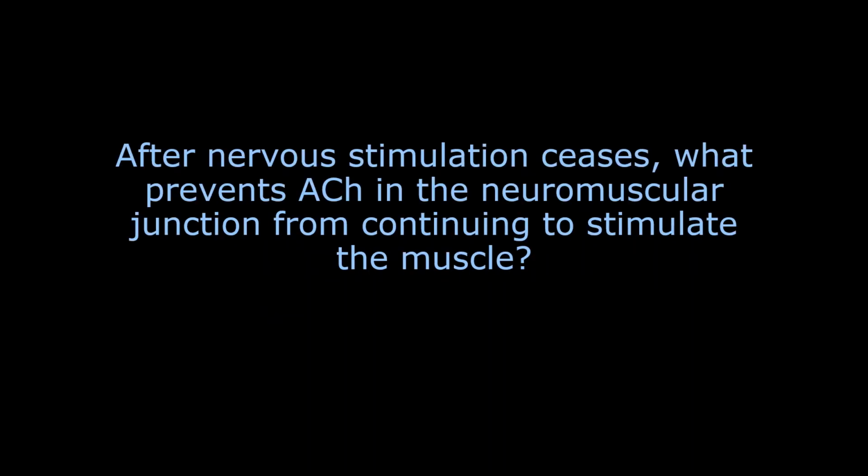After nervous stimulation ceases, what prevents ACh in the neuromuscular junction from continuing to stimulate the muscles? So the question is talking about if there is a terminal knob and it is secreting acetylcholine and it's moving across to the other side where there are receptors waiting, what is preventing it, the acetylcholine, from continuing to stimulate the muscle? Well, there's a couple of mechanisms we talked about, but it probably has something to do here with an enzyme that will degrade it.